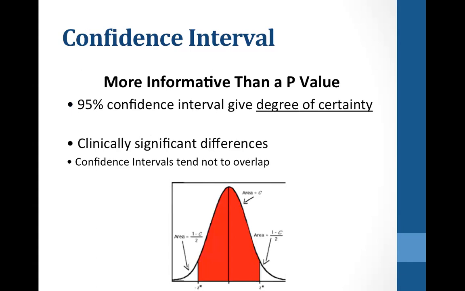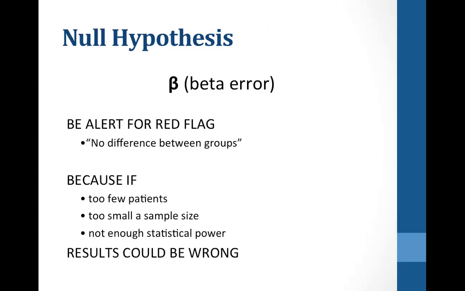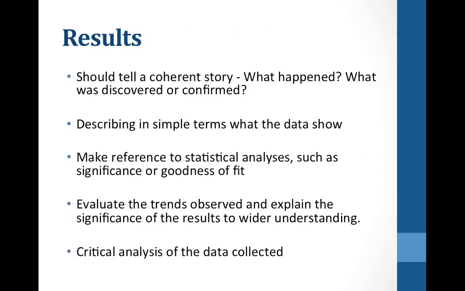It's important also to understand the confidence interval, more informative than a p-value. A 95% confidence interval gives a degree of certainty and clinically significant difference. Confidence intervals tend not to overlap. Reviewing the statistics, we can call a red flag when there is no difference, and in this case, it's important to check the power analysis. Null hypothesis, so beta error: be alert for a red flag, no difference between groups. In this case, the methods can have too few patients, too small a sample size, not enough statistical power.